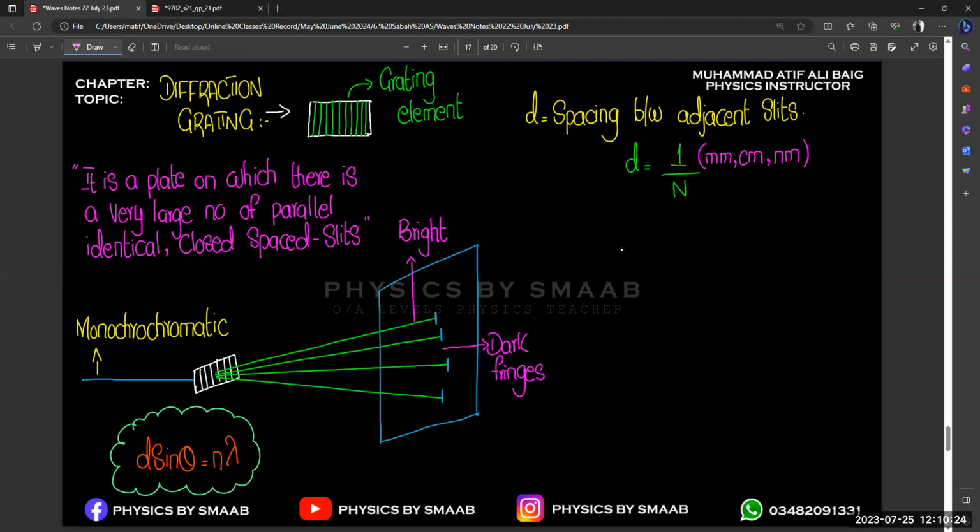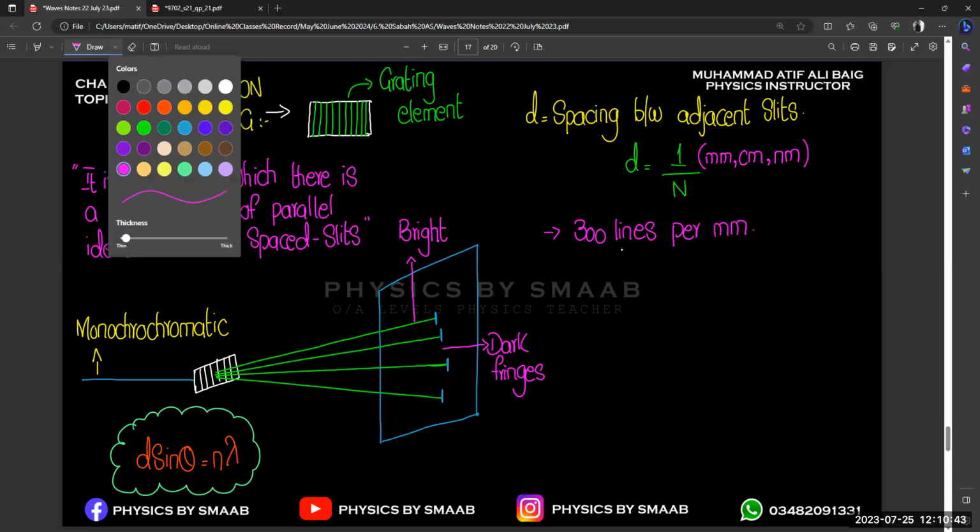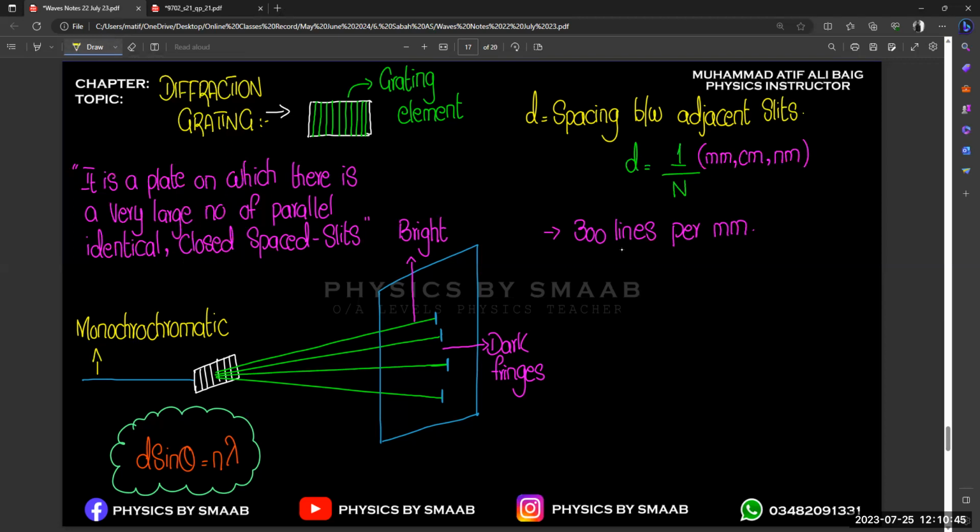So that will give you the value of small d. Let's suppose we are calculating for 1 millimeter. In the question, it mentions that there are 300 lines per millimeter. So this is the value of d. Now if you want to substitute in the equation, you will substitute 1 millimeter divided by 300. Okay, so that will give you the value of d.